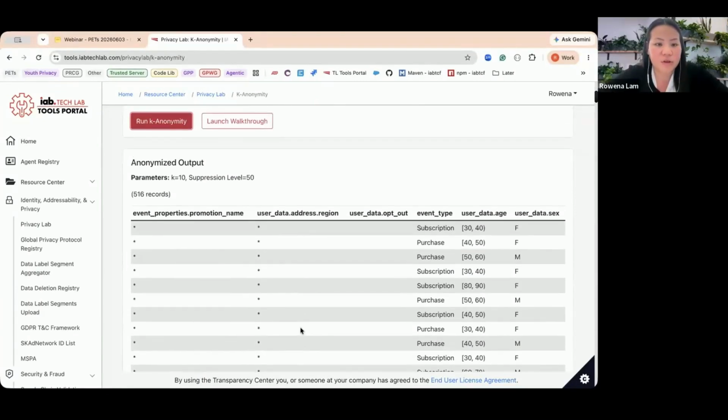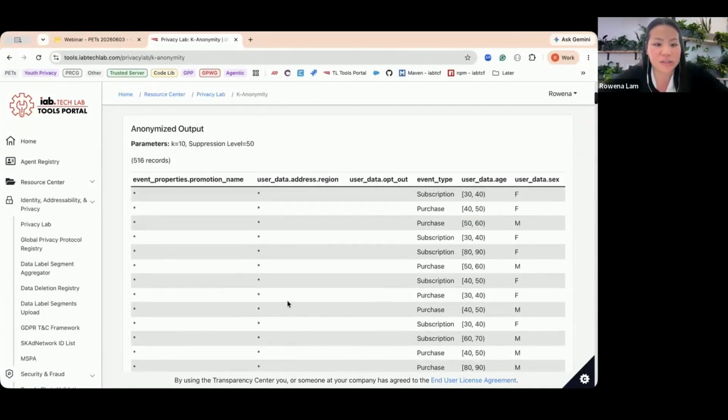Okay, so once I've run this, you can see here that what's happened is that exact ages, under the column that says user data age, the exact ages are gone, right? It's been generalized into ranges, so 30 to 40, 40 to 50. The other thing you'll see here is that the specific promotion name and also the region are suppressed. They're replaced with the asterisk. And event type and gender are still there because they're lower in cardinality. They don't uniquely identify anyone.